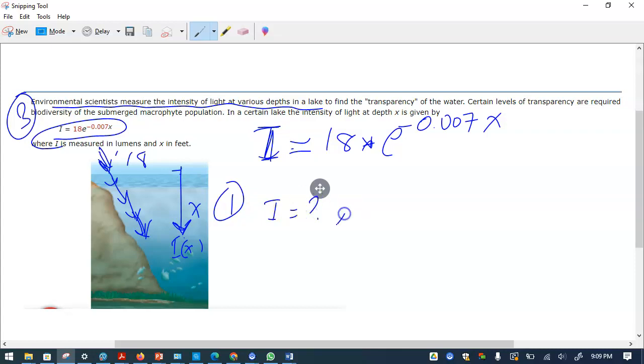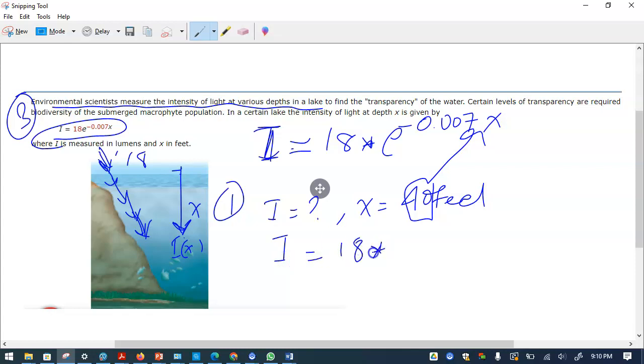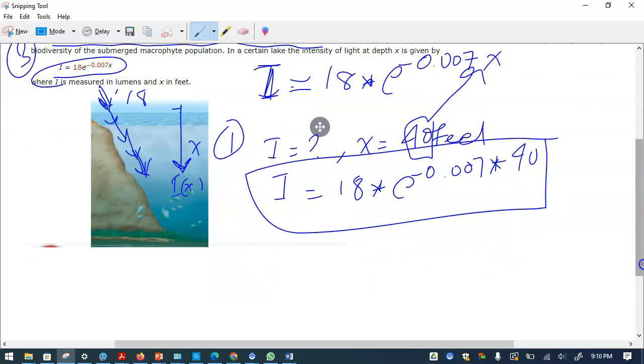They're asking you at the depth of x equals 40 feet. So all you do is plug in this 40 right here. That's all you do on the calculator, and you get the answer. You're supposed to round to the nearest two place decimal. So you will write 18 times e to the minus 0.007 times 40. Put this in the calculator, get the answer, which is 13.60 lumens.